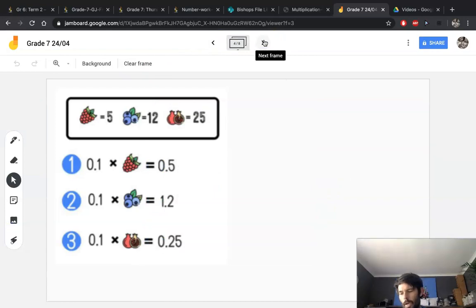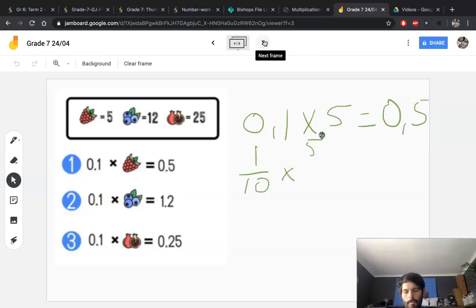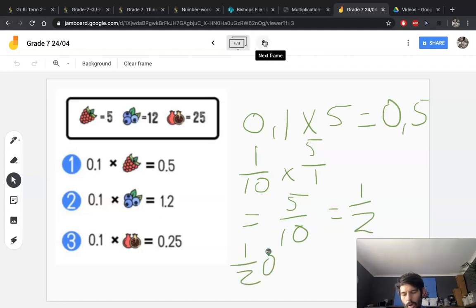So if I put my numbers back in there, for number 1, I've got 0,1 multiplied by 5 equals 0,5. Right, and if we want to prove that, we can say 1 over 10 times 5 over 1, and that is equal to 5 over 10, which equals a half, and we know that a half equals 0,5. Okay, so we know that that one is correct. We'll give it a nice green tick.